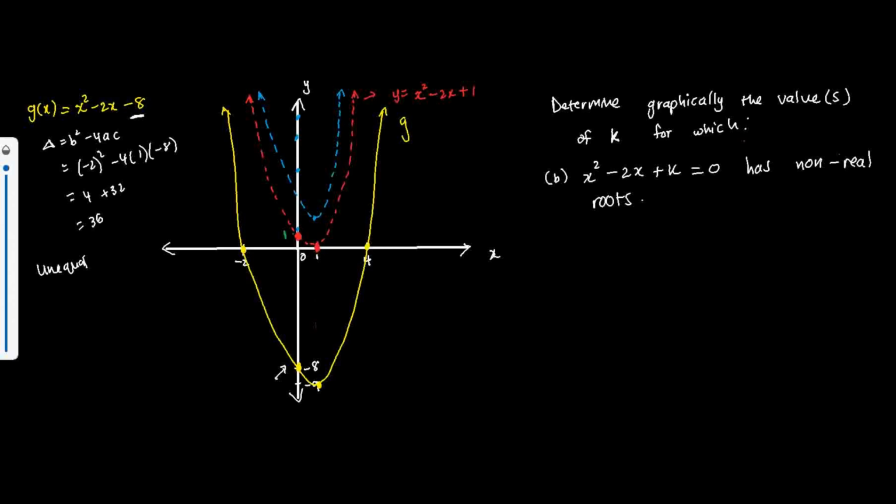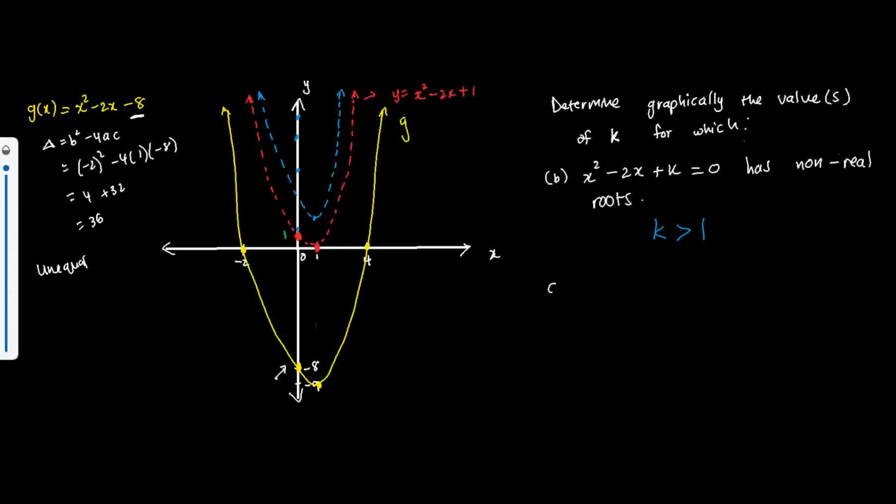That means if we shift this graph 0.1 units up, then this turning point will also be shifted 0.1 units up. That means it will be (1, 0.1), because this graph is shifting up the original graph. So when k is greater than 1, the graph will have non-real roots. This graph will not intersect with the x-axis.